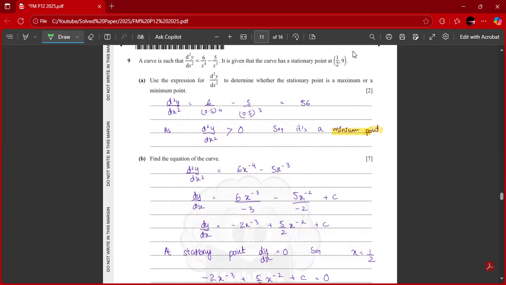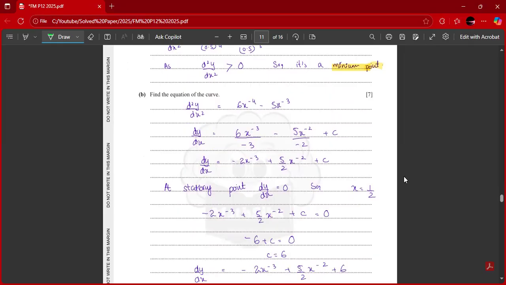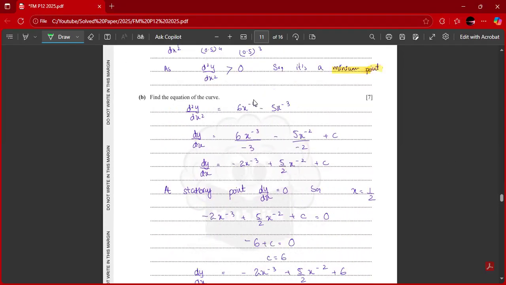Now, find the equation of the curve. A beautiful question. Now, this is integration, 7 marks. Guys, this is totally free marks to earn for us. Now, how do we solve it? We are supposed to integrate it, meaning that we are supposed to do the opposite of differentiation. So if we used to multiply by the power, now we're supposed to divide by the power after adding 1. So minus 4 plus 1 would be minus 3. And dividing by the power would be minus 3, 6 divided by minus 3.